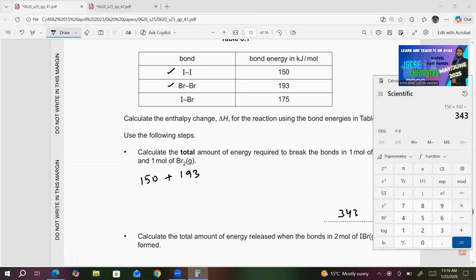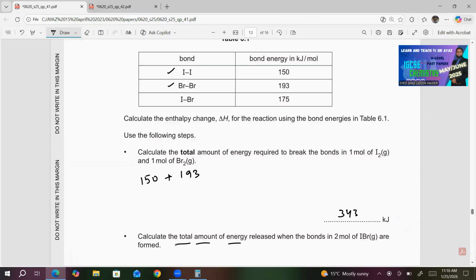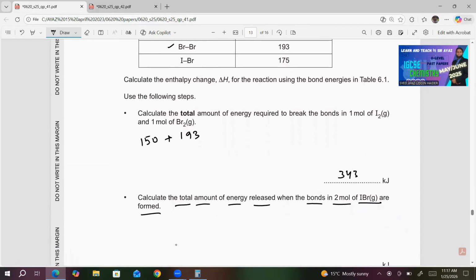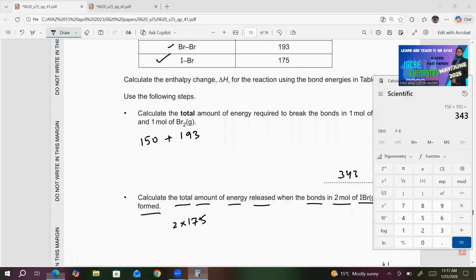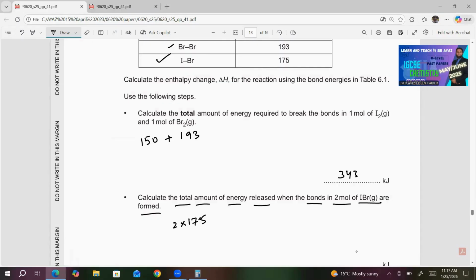Next, calculate the total amount of energy released when bonds in 2 moles of IBr are formed. So we need to multiply 2 by 175. 2 multiplied by 175 gives 350.